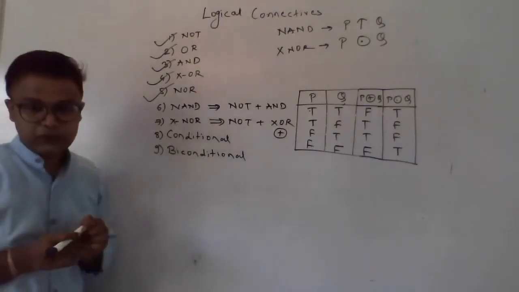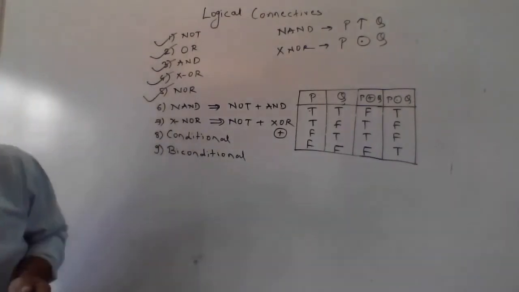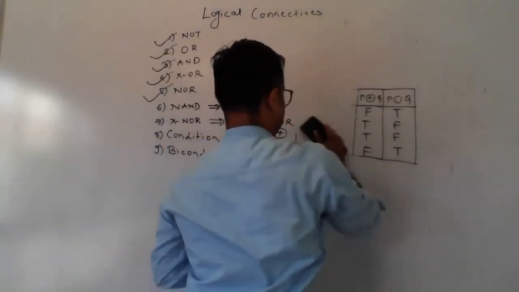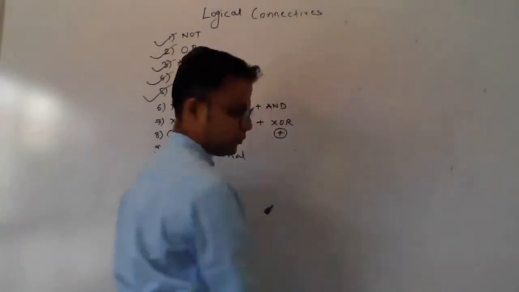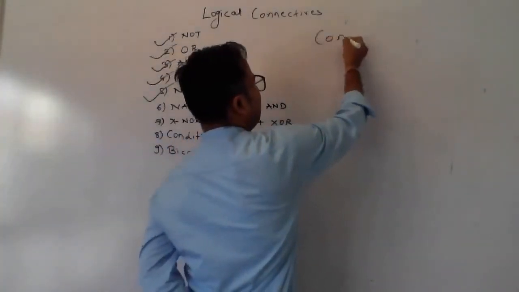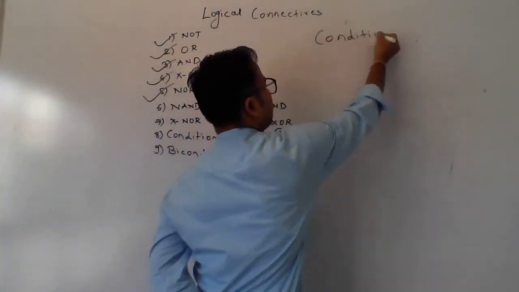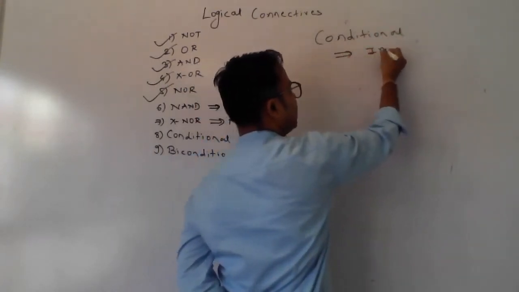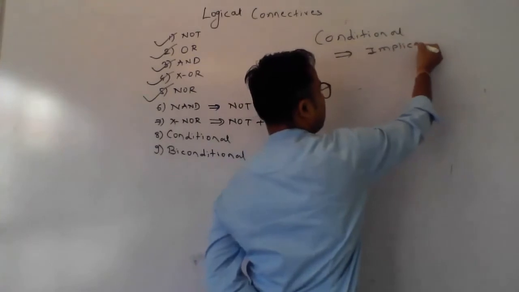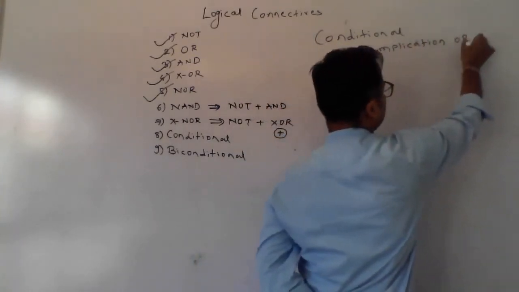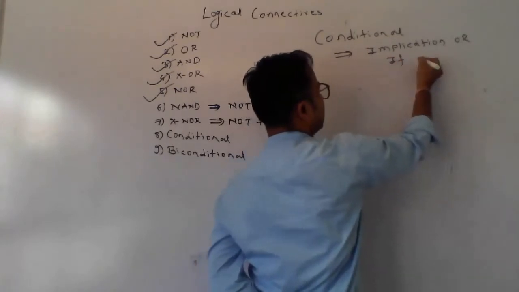Fine. Now again we will see two important connectives, that is conditional and biconditional. So let's first see what is conditional. Conditional is also called implication. The next connective is conditional, and it is also called implication, or if then.